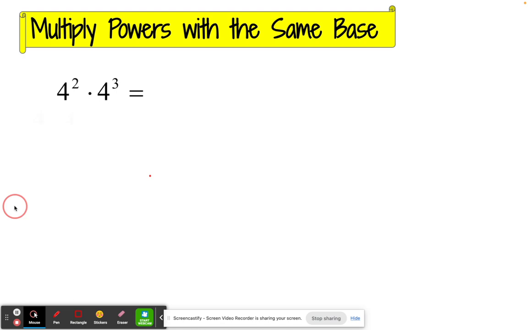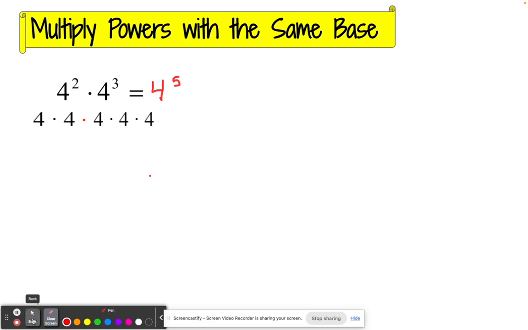4 to the 2nd power is the same as 4 times 4. 4 to the 3rd power is 4 times 4 times 4. And if I multiply those together, I have 1, 2, 3, 4, 5. 4 to the 5th power. Let's look at another example.